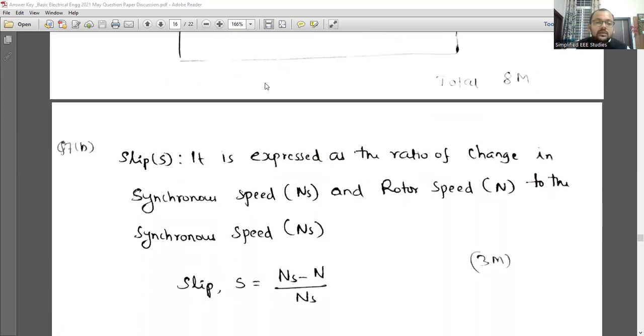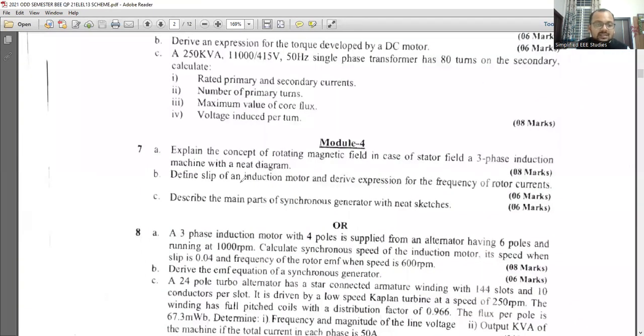Now 7b, you can pay attention on 7b. Define slip of an induction motor, derive the expression for frequency of rotor current. So you have to explain about slip. What is a slip? What do you mean by slip? And derive an expression for rotor frequency, f dash.